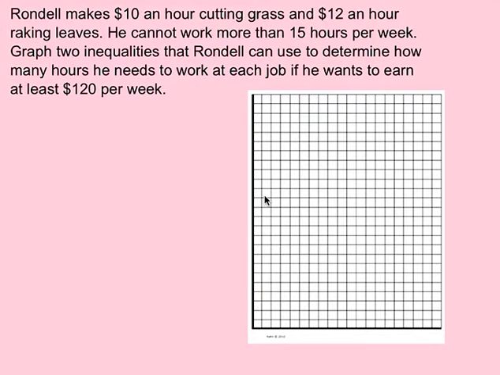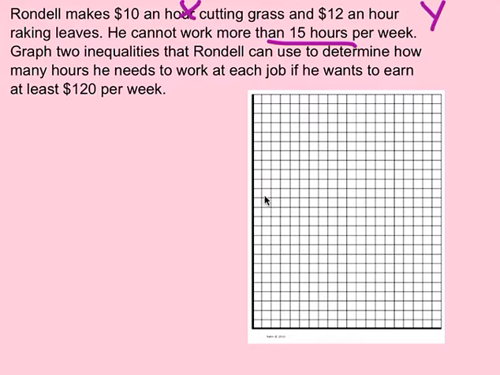So let's go ahead and take a look at this number 8. It says Rondell makes $10 per hour cutting grass. So I'm going to let X represent the hours he cuts grass. And $12 an hour for raking leaves. I'm going to let Y represent the number of hours he spends raking leaves. He cannot work more than 15 hours a week.